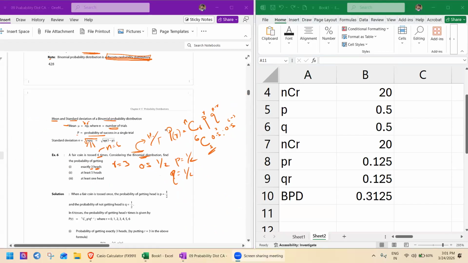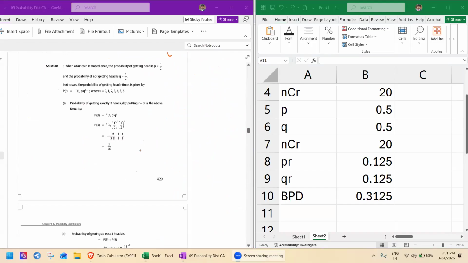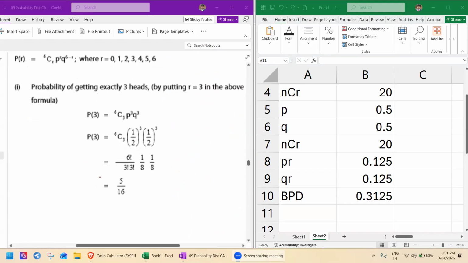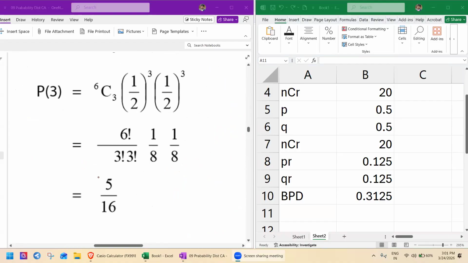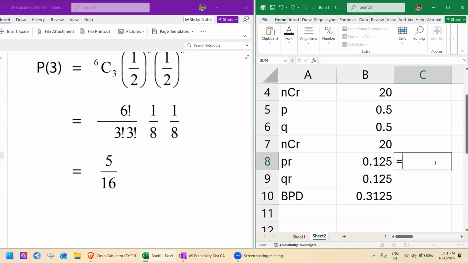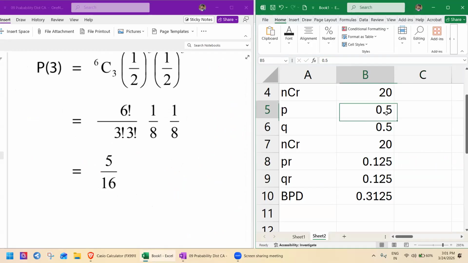Let's check the answer. The answer is given here as 5 over 16. Let us check it: 5 divided by 16. Okay, we get exactly the same answer. Okay, we will apply this as well. Instead of 0.5, we can use 1 over 2.